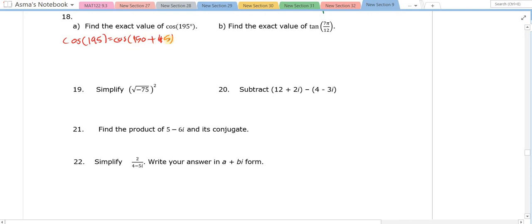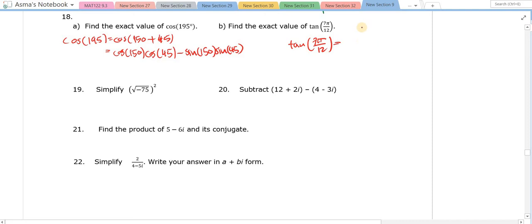So the first that comes to mind is this one, and using the sum formula for cosine, this is cosine 150 cosine 45 minus sine 150 sine 45, and then you're going to look at the unit circle and plug in the values. Similar for tangent, so tangent 7 pi over 12.